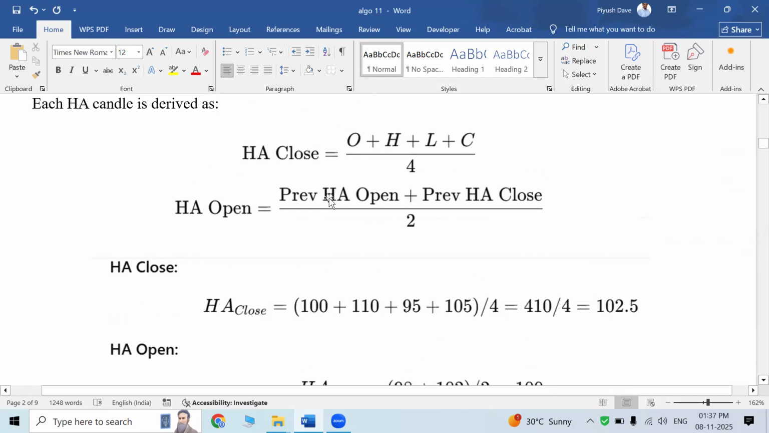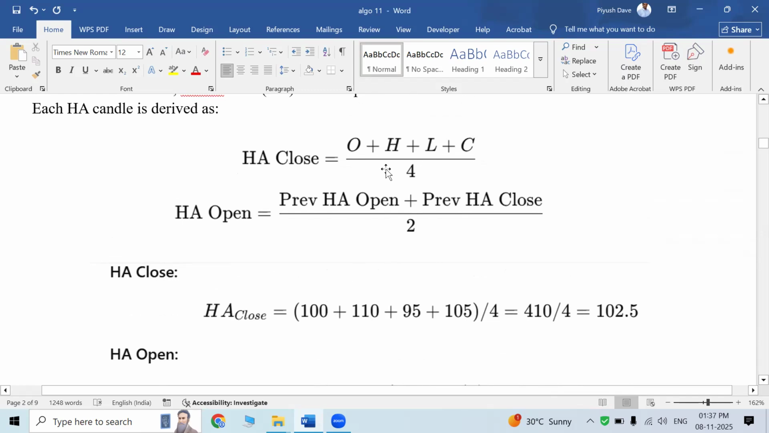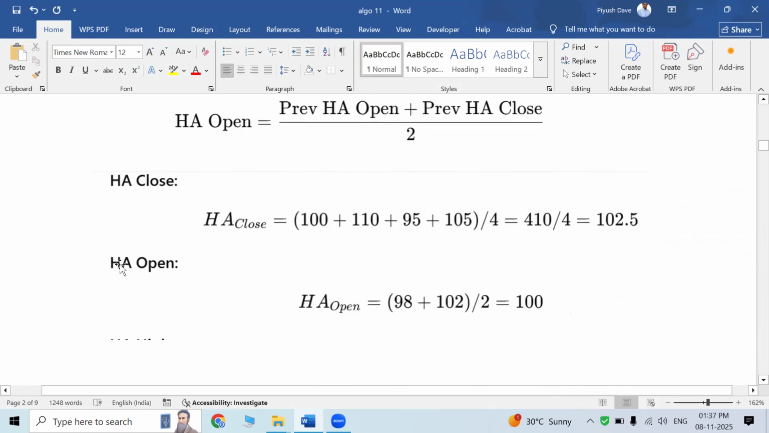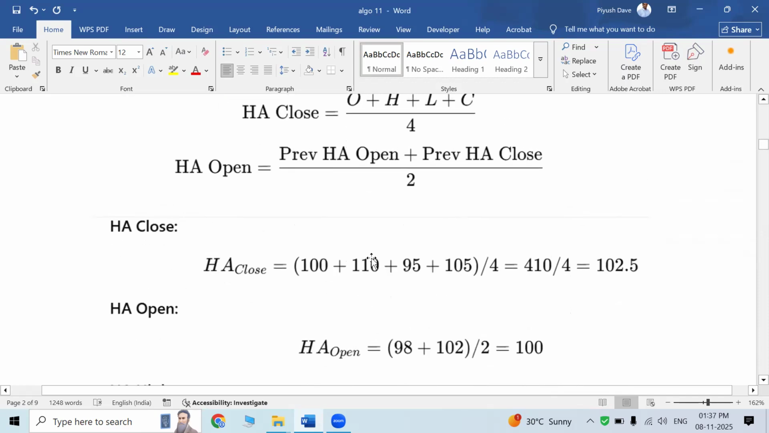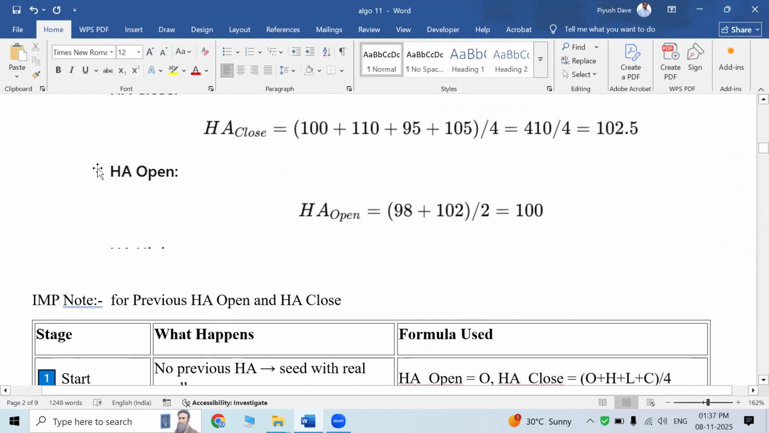For this case, I have taken 4 values. Open as 100, high as 110, low as 95, and close is 105. Divided by 4, it gives 102.5 as HA close. Now for HA open, we need a previous value: previous HA open plus previous HA close divided by 2. So this is going to give the HA open value.